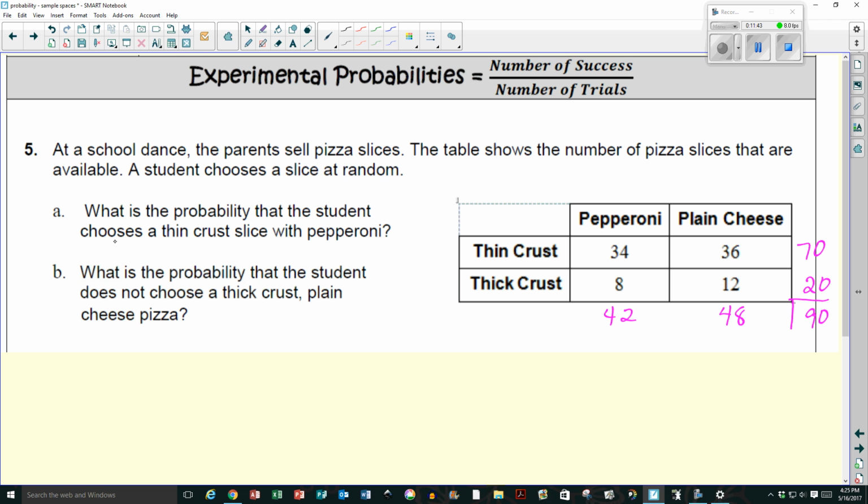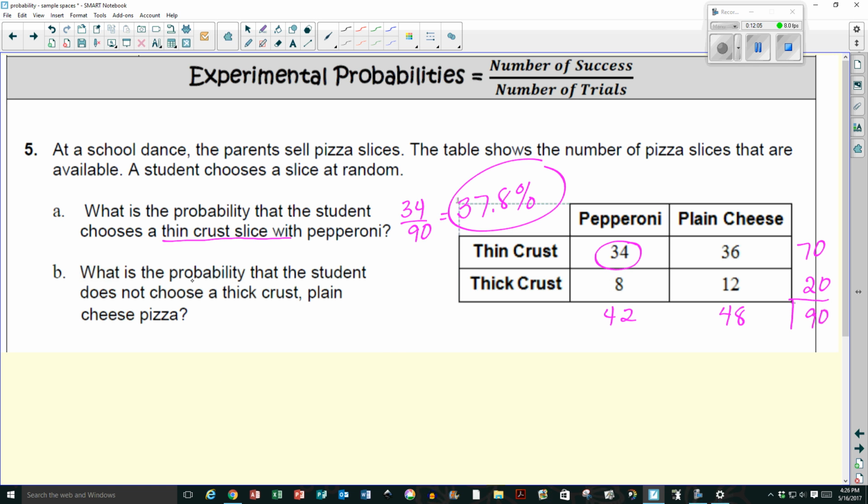So we want to know, what is the probability that a student chooses a thin crust pepperoni? Thin crust pepperoni is 34. So there are 34 out of 90 slices. So that is about a 37.8% chance that this kid will randomly select a pepperoni thin crust.